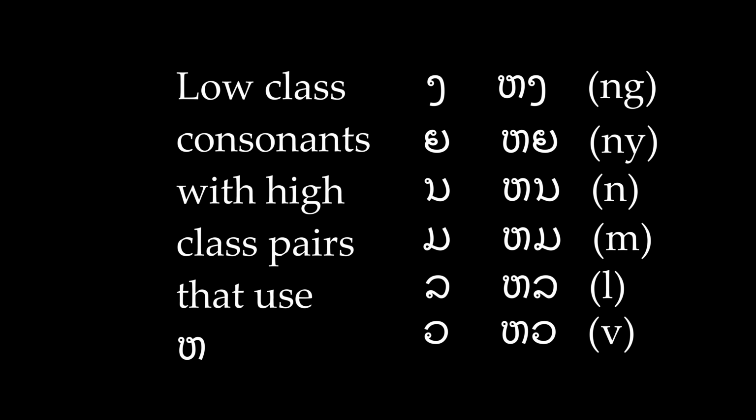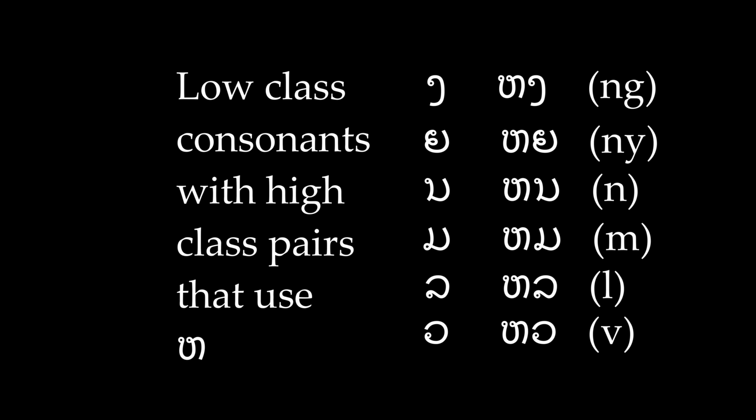Listen to the sounds of the consonants. Ngaw, ngaw, yaw, yaw, naw, naw, maw, maw, law, law, waw, waw. Can you hear the difference between the high and low classes? That is the tonal system coming into play. Don't worry if it's not immediately clear. It will take some time to fully hear the tones.